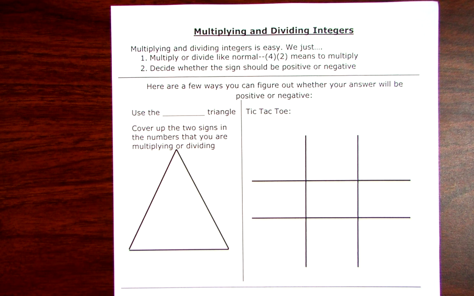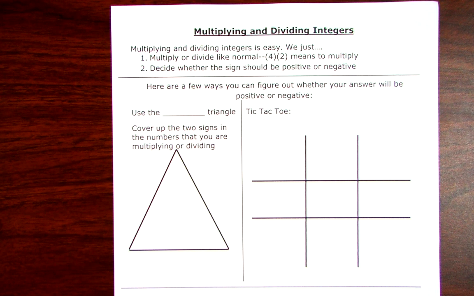Alright, guys, today we're going to talk about multiplying and dividing integers. Now, there are two easy rules here. I'm just going to read from the top here. Multiplying and dividing integers is easy. The first thing is, you literally just multiply or divide like normal. Nothing changes. The second thing is you have to decide whether the sign should be a positive or a negative.